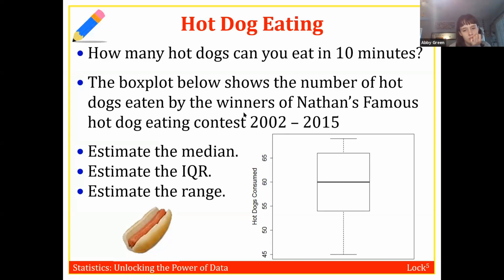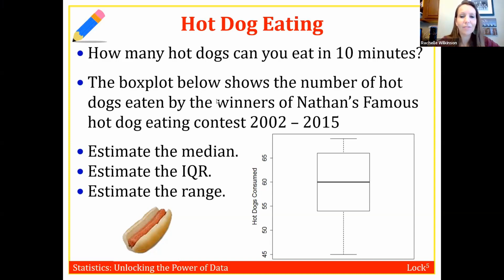Okay, so this is data that came from the winning number of hot dogs eaten by the winners of the hot dog eating contest from the years 2002 to 2015. So I don't know if any of you have ever watched the hot dog eating contest. It's actually, they usually broadcast it on ESPN. It's in July, like near the 4th of July, usually, that they have this contest every year. And it's kind of one of those things that if you're flipping through the channels and you happen upon it, it's like a train wreck, like you can't look away because it's so fascinating watching these people just shove all these hot dogs into their mouth.